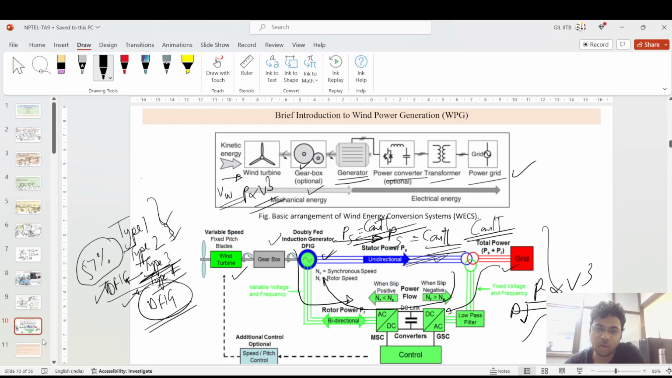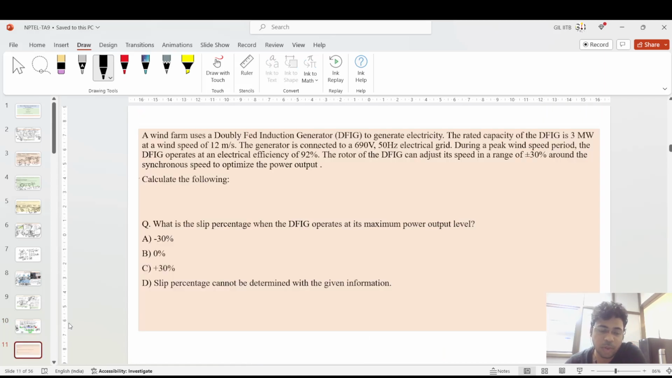Based upon this DFIG-based operation, if you have any doubt, I have explained this DFIG in very much detail: how the sub-synchronous speeds come into existence, how the power conversion is there, how the power transfer takes place. You can see that in the tutorial fourth session. Based upon that, I have put two, three questions on this DFIG-based system. You have to solve this and tell me the answer. I'm giving a few minutes to read the question and solve. This is a very simple question. You must try.